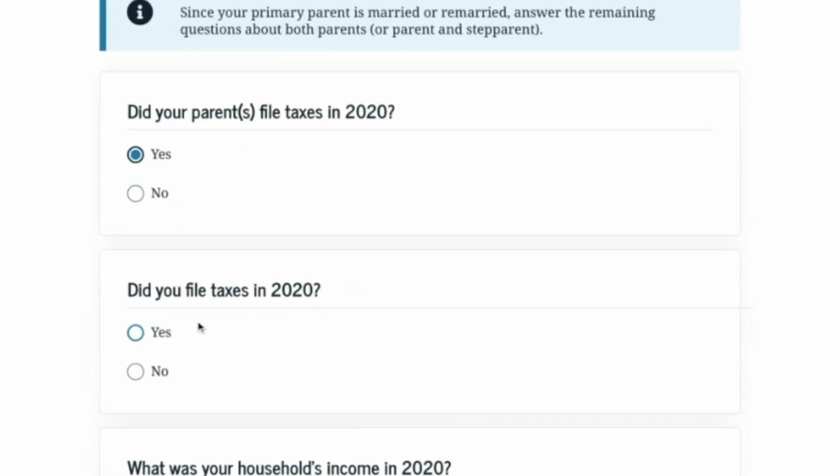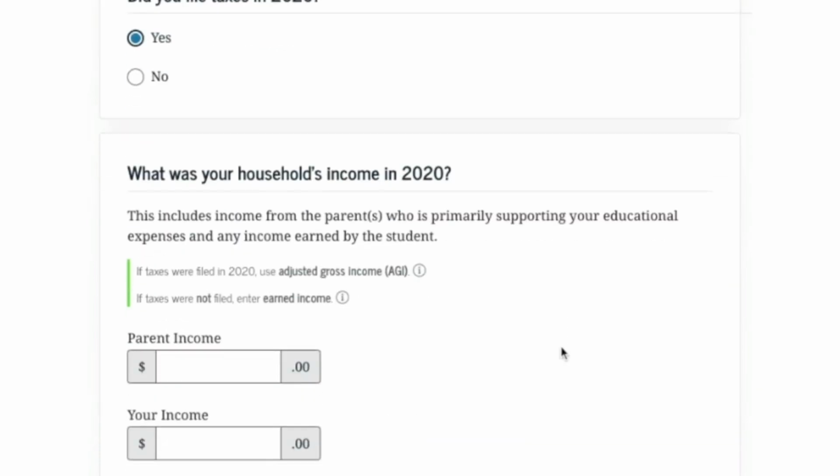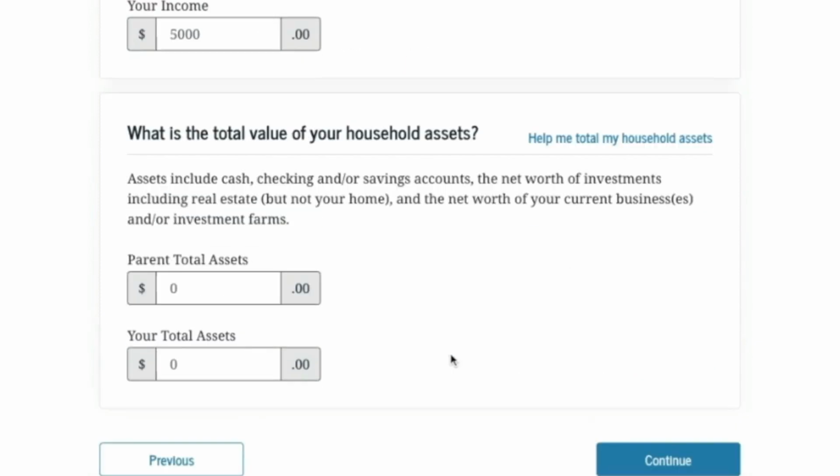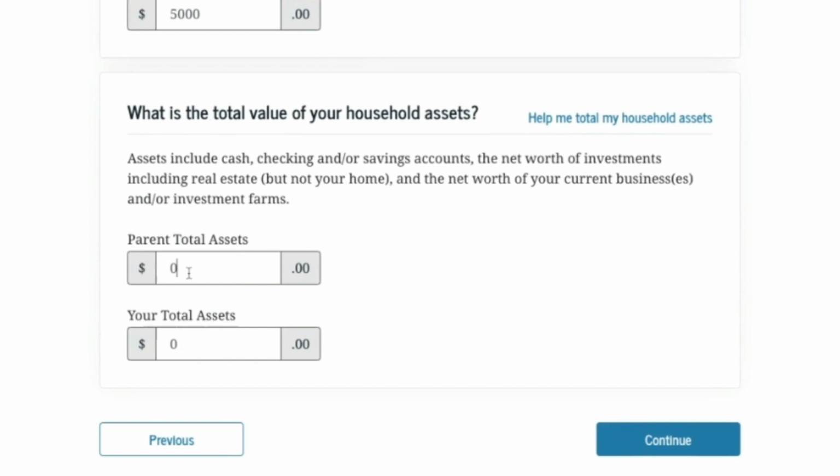Did you file taxes? Did the student file taxes? Let's go ahead and say the parent's income was 80,000 and the student's income was, let's just say they had a little job throughout the year and they made $5,000. Okay, what is the total value of household assets? Let's say that the parents have 10,000 in the bank and the student was able to save up 1,000.